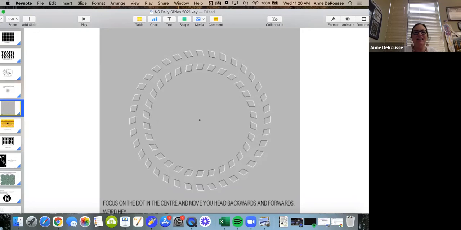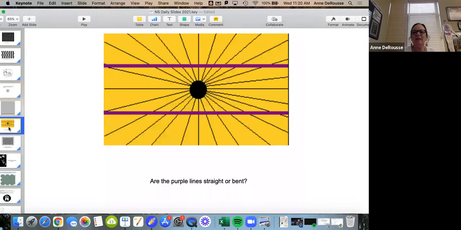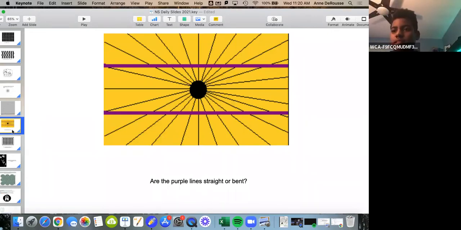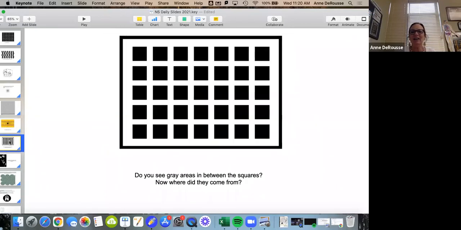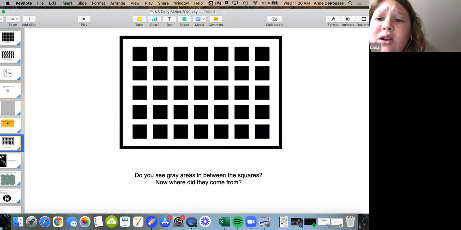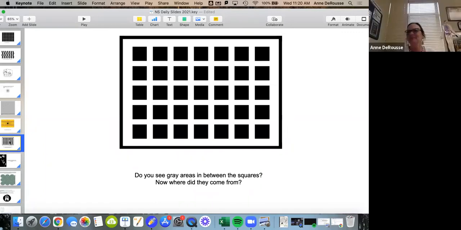Okay. This one, same thing. Are the purple lines straight or bent? Straight. Bent. Bent. And here, do you see the gray areas in between the squares? Yes and no. Right. Yeah. Where do they go away and come back from?